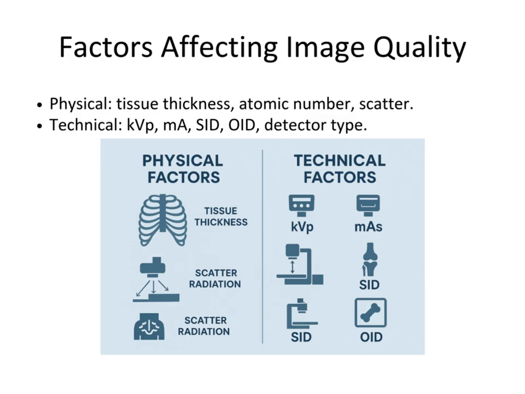Image quality is influenced by both physical and technical factors. Physical factors include tissue thickness, atomic number, and scatter radiation. Technical factors include exposure settings like KVP, MAS, SID, and OID, all of which must be optimized for each patient.